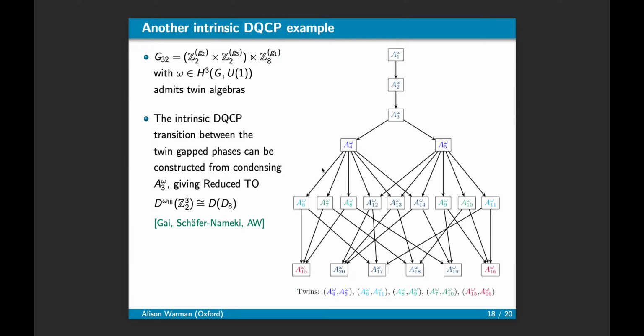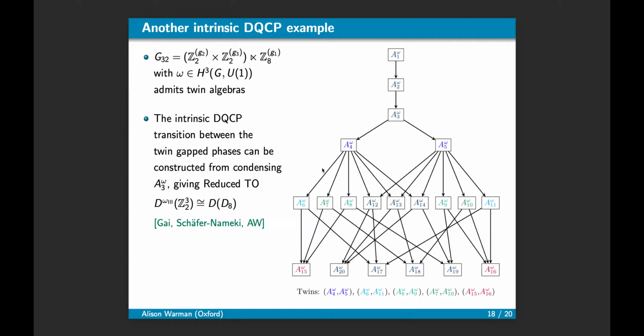The Lagrangians are these ones at the two extremes, but then we see that there are many, lots of pairs of algebras, so the twin algebras also here. Now, if we want to describe the phase transition between the two twin Lagrangian algebras, the reduced TO, as you can see from this test diagraph, goes through this algebra A3. And if we compute the reduced TO of A3, it's actually C2 cubed with type 3 anomaly. So the transition is a bit more complicated than the previous case, but it's again an intrinsic DTCP transition.